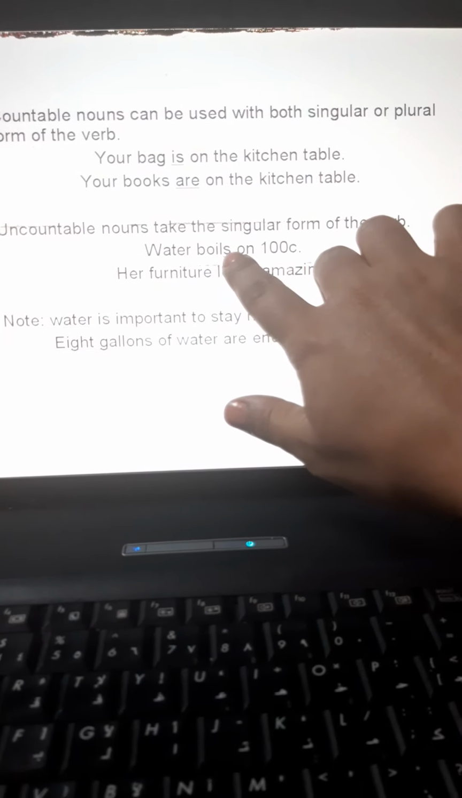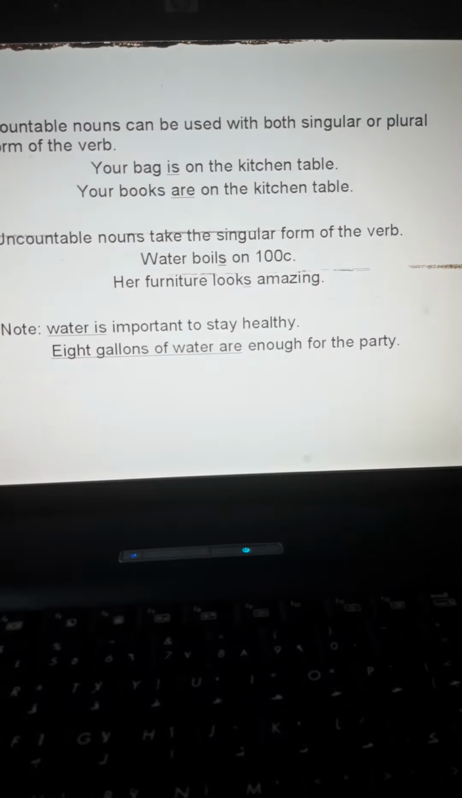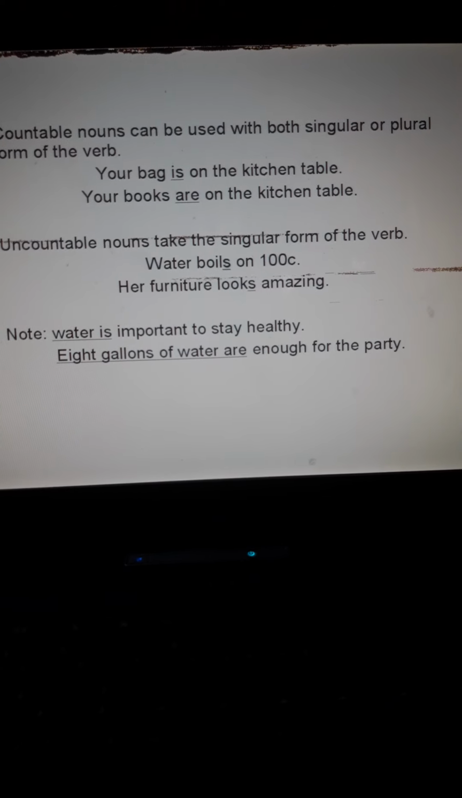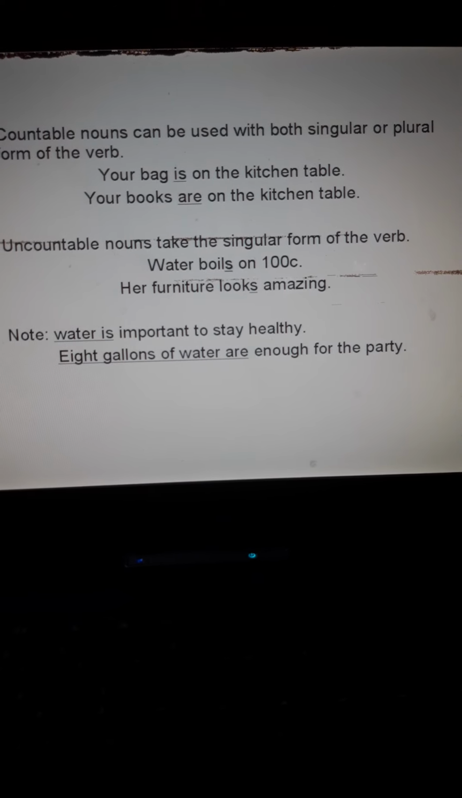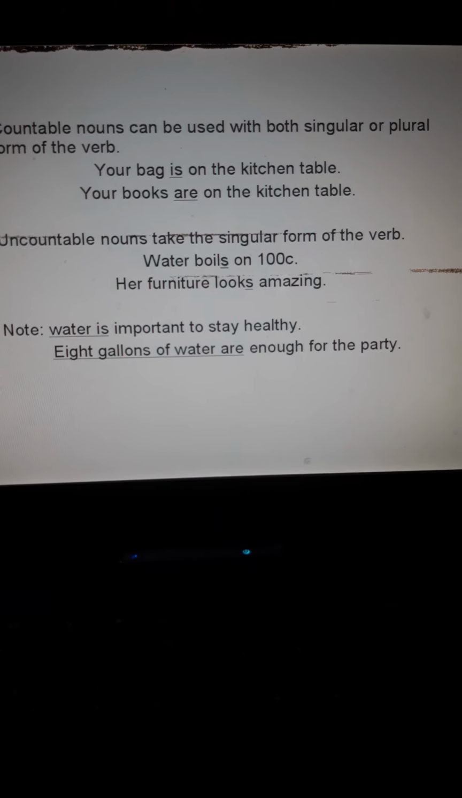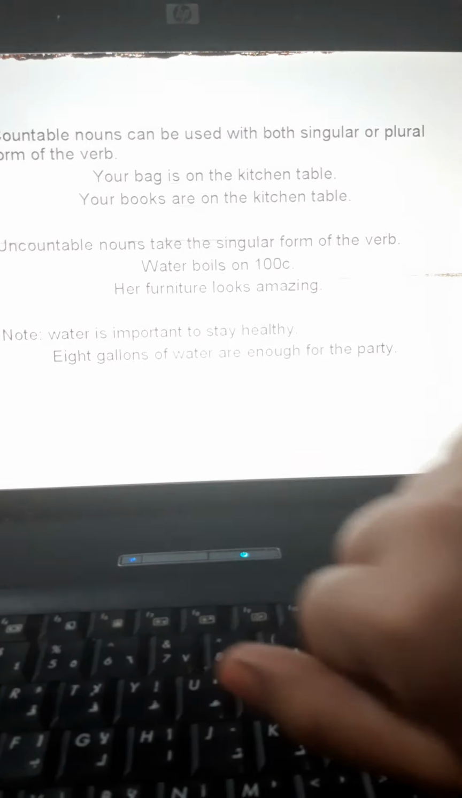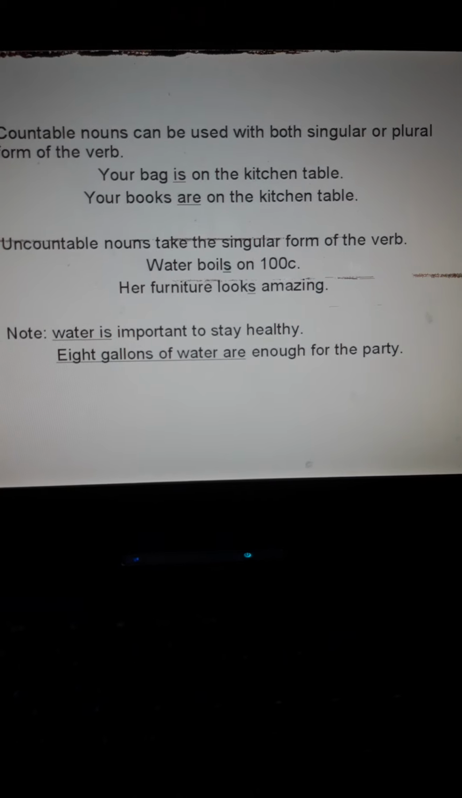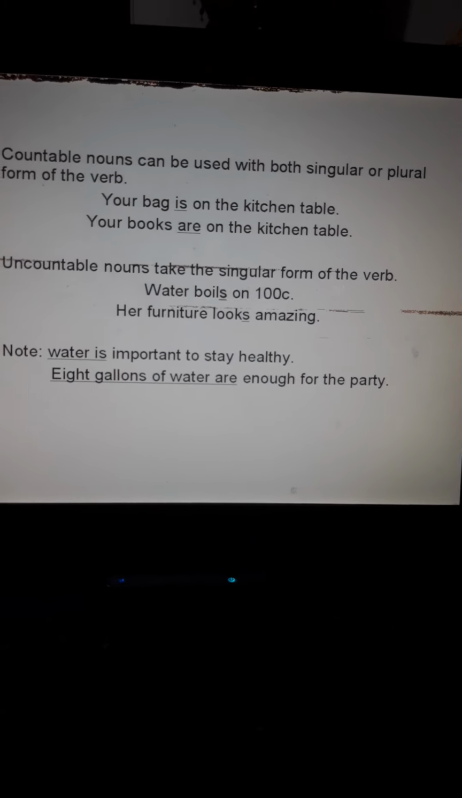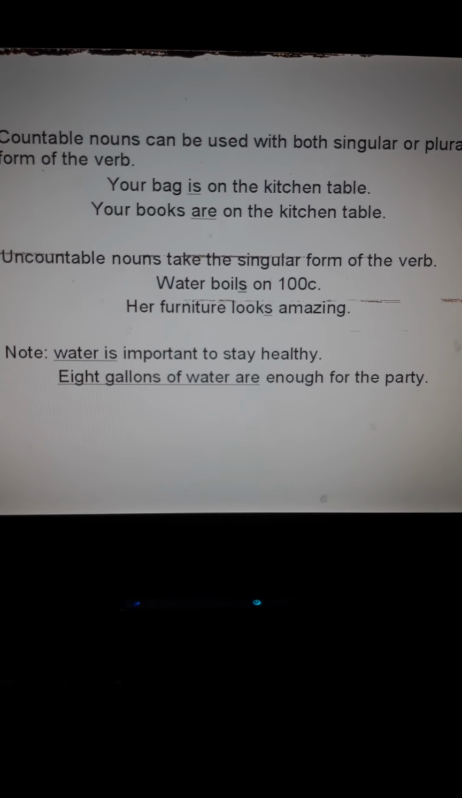Now water here, because water is an uncountable noun, notice the S here, we add S to the verb. You remember the fact in the present simple? So we add S to the verb if the subject is he or she or it. So here, water is an uncountable noun. We deal with it as a singular noun, singular subject. So we add S to the verb: water boils. Her furniture looks amazing.